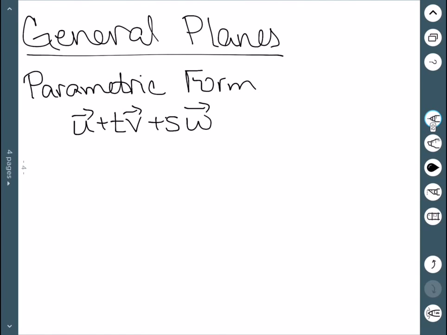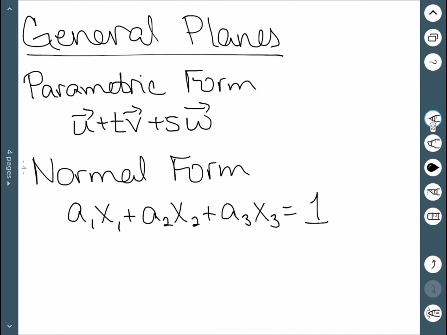Now that we've discussed lines, we'll look at planes. And with planes, there's actually 2 different ways to represent them. The first is parametric vector form, which models our formula for lines. We have u plus tv plus sw. Finally, our normal form looks like this: a1x1 plus a2x2 plus a3x3 equal to 1. However, it is important to note that this guarantees that our plane does not pass through the origin. If it does pass through the origin, then instead we set it equal to 0. And that's the only case where we can't have it equal to 1.